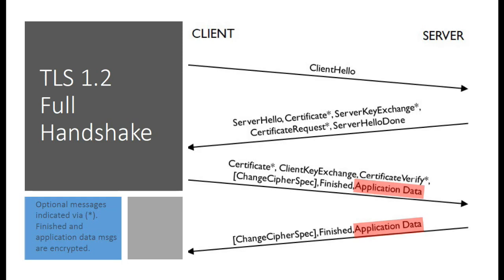Let me explain the handshake in a little bit more detail. With the client hello, the client indicates what type of algorithms and extensions it supports. The server returns the server hello and indicates which algorithms and extensions it supports and selects. The certificate message indicates what certificate the server provides. And this is an optional message because the server may not use certificate-based authentication at all.